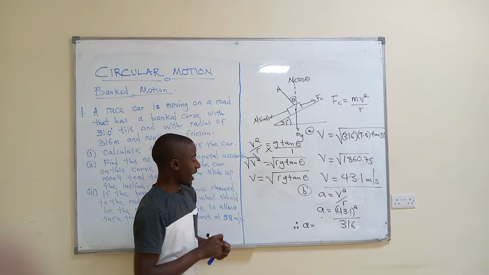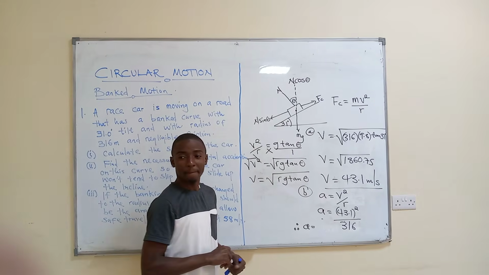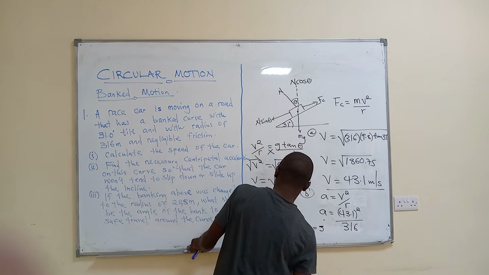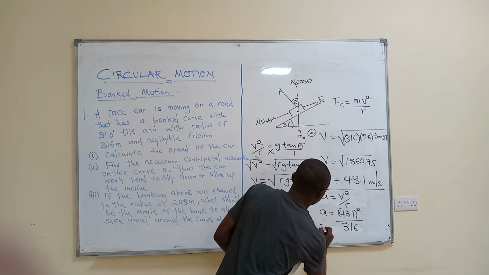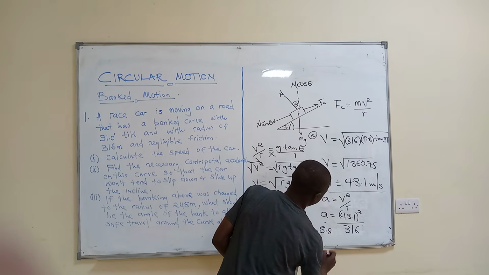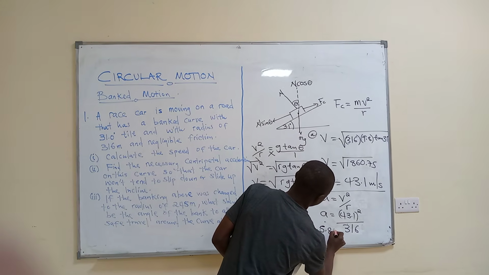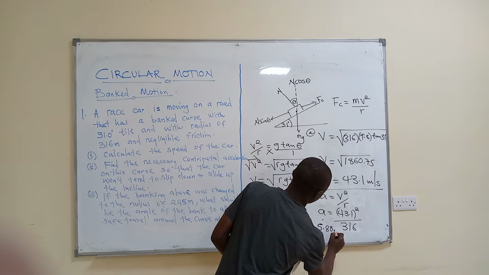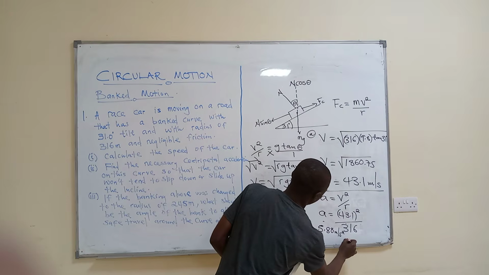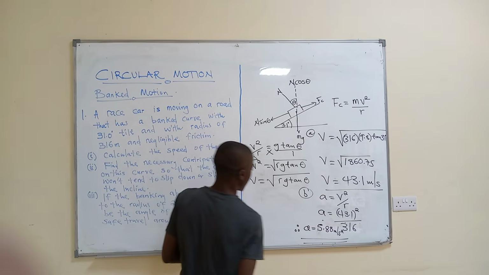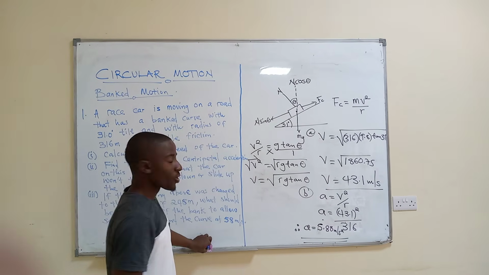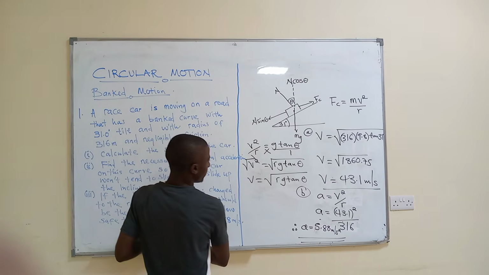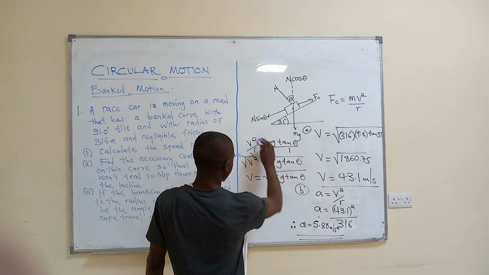So therefore, your acceleration is going to be what? The final answer for acceleration. What are you getting? 5.88 meters per second squared. So this is the final answer for acceleration. So we can proceed now to the third one. Let me just wrap this part to create the space.